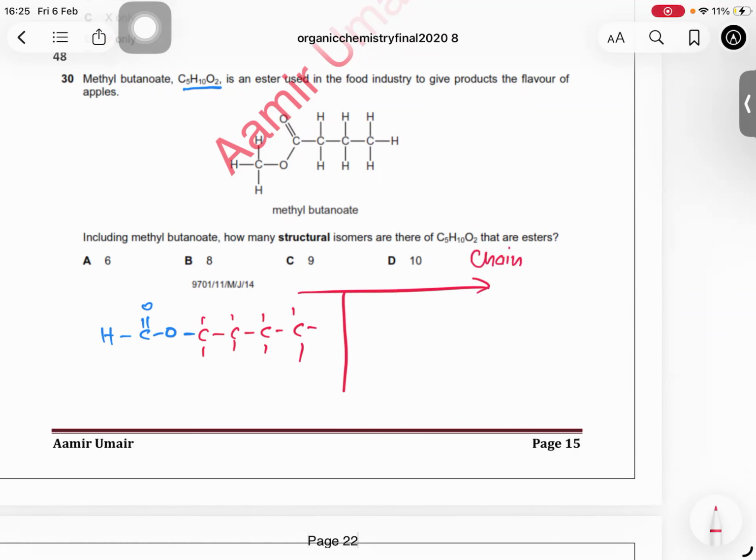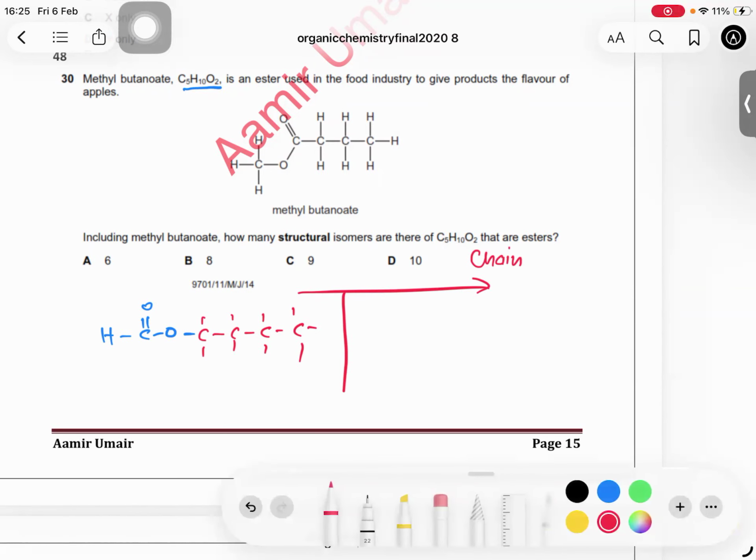Sir, 9. Come, let me do it. No, you only qualify for the cash prize if you show me the structure of all 9, if 9 is the right answer, but 9 is not the right answer, by the way. But if it were, you would have to show the structures of all 9 esters, then you qualify for that money. Honestly, I think it is 9.